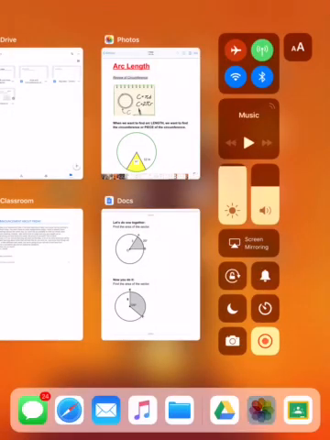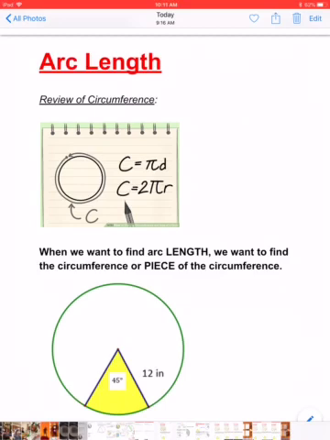Hello everyone. We are going to continue talking about circles. This time we're going to be talking about portions of circles. We're going to be talking about a portion of the circumference, and a portion of the area. Okay, so we are going to start with the arc length.